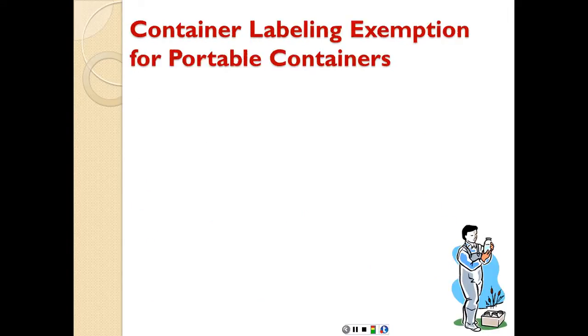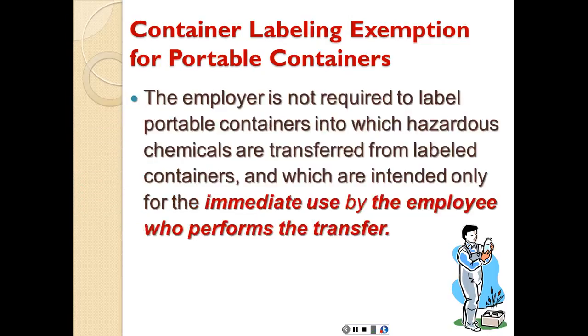There are some exemptions for portable containers. The employer is not required to label portable containers into which hazardous chemicals are transferred from labeled containers and which are intended only for the immediate use by the employee who performs the transfer. Sometimes you might have a gas can, for example. If your car runs out of gas and you have those red gas cans, you don't find the label on this gas can. It's already known by shape and by size and so on that this contains gas, so people are going to pay attention.